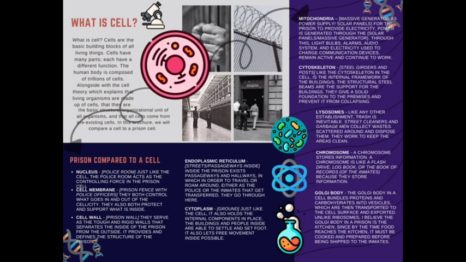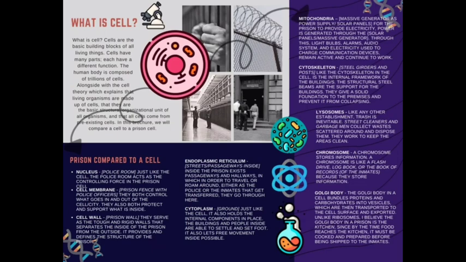The next is cell wall. A cell wall is a structural layer surrounding some types of cell just outside the cell membrane. We compare this into a prison wall. They serve as tough and rigid walls that separate the inside of the prison from the outside. It provides and defines the structures of the prison.